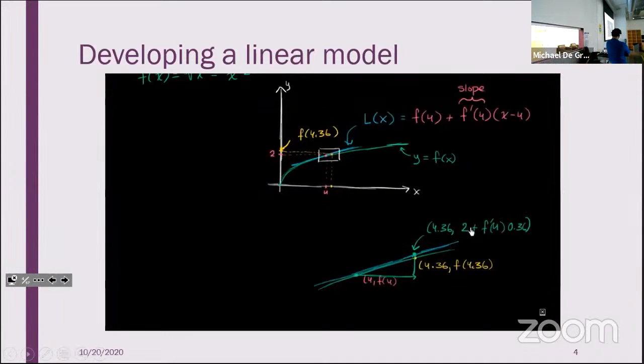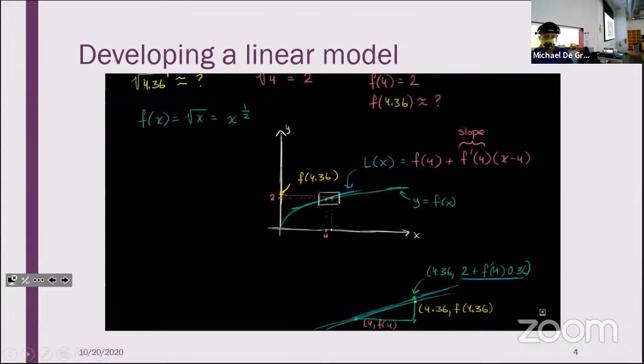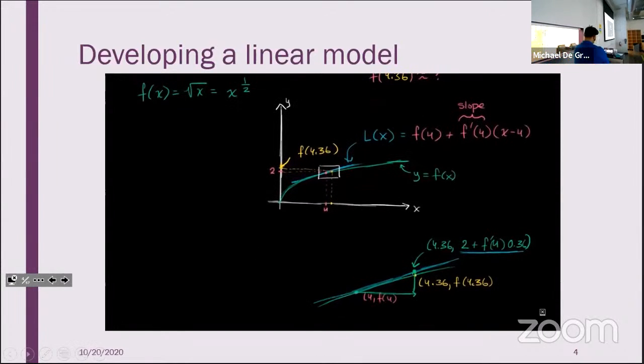So let's figure out what this thing actually is. To do that, we need to figure out f prime of 4. So let's go back up here. I'll leave this little visualization here. f prime of x is going to be 1/2 x to the negative 1/2, just using the power rule over here. So f prime of 4 is equal to 1/2 times 4 to the negative 1/2, which is of course equal to 1/2 times 1/2.